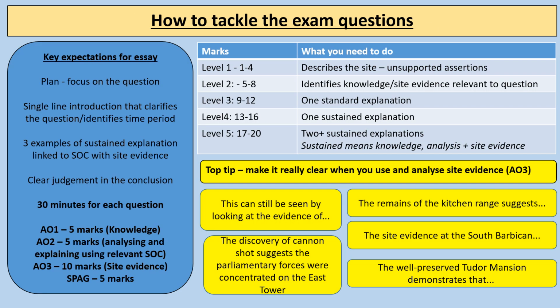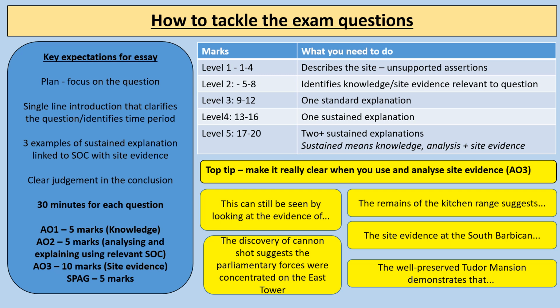So in terms of tackling this exam question, key expectations for the essay: do a quick plan for the question. You can have a single line introduction that just clarifies the question or identifies what time period or which turning point you're going to be writing about, but it does not need to be a long introduction. And then we're asking you to do 3 examples of sustained explanation linked to second order concepts with site evidence, a clear judgment in a conclusion, and you're going to spend 30 minutes for each question.